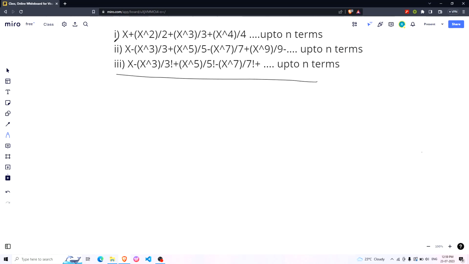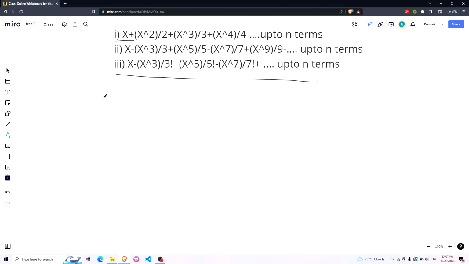Finding the sum of these three series. We'll be discussing all of these three series by dividing them into three parts. The first part will be understanding the question, the second part will be understanding the logic, and the third part will be implementing the flowchart of it. So let's begin. The first series is this one.